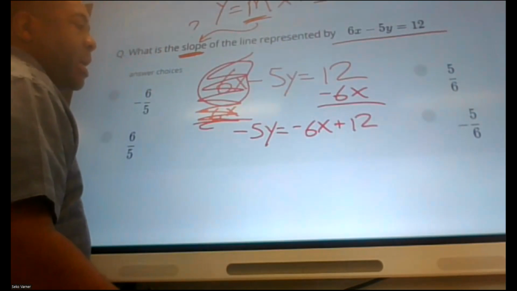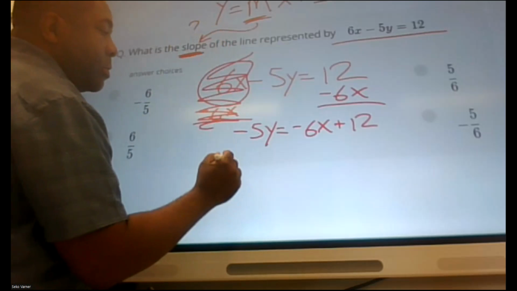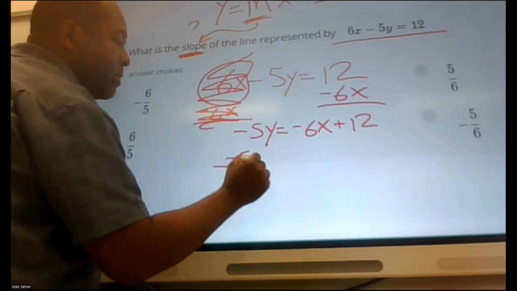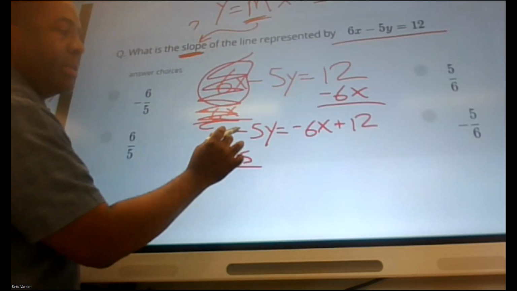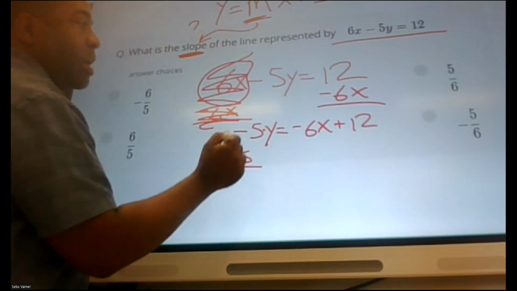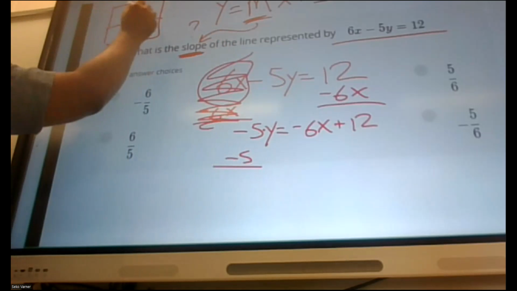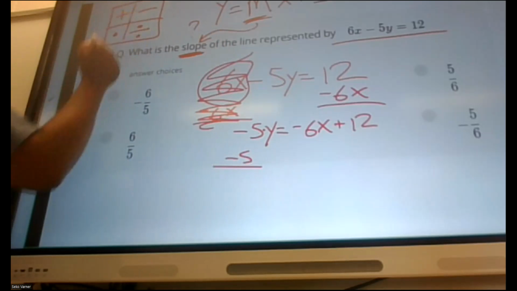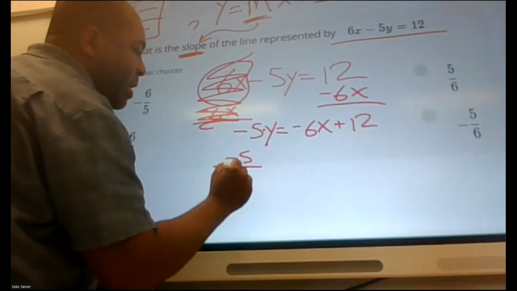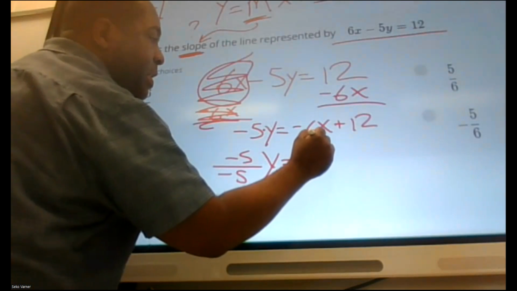All right. So now I need to get y by itself so it'll look just like this. So I'm going to divide. And why am I dividing? Because negative 5y is actually negative 5 times y. And you may remember that the opposite of plus is subtraction, and the opposite of multiplication is division. So I'm going to divide by negative 5. Make sure you divide by the negative sign on both sides.